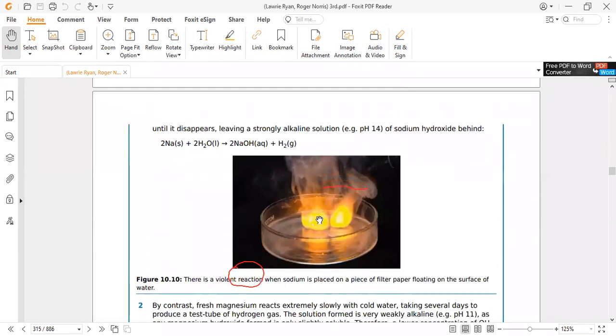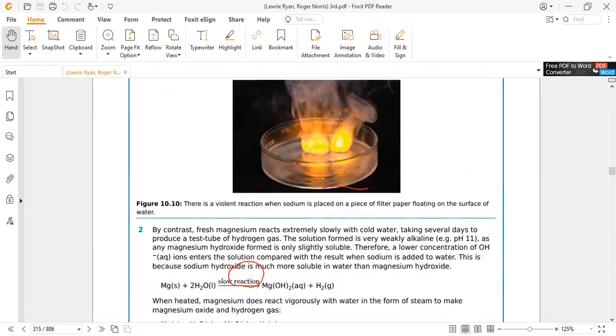Here is a picture which clearly shows sodium metal put into a jar containing some water. They react readily and vigorously and produce the yellow flame, and the solution becomes strongly alkaline. This is the reaction equation when sodium reacts with water.